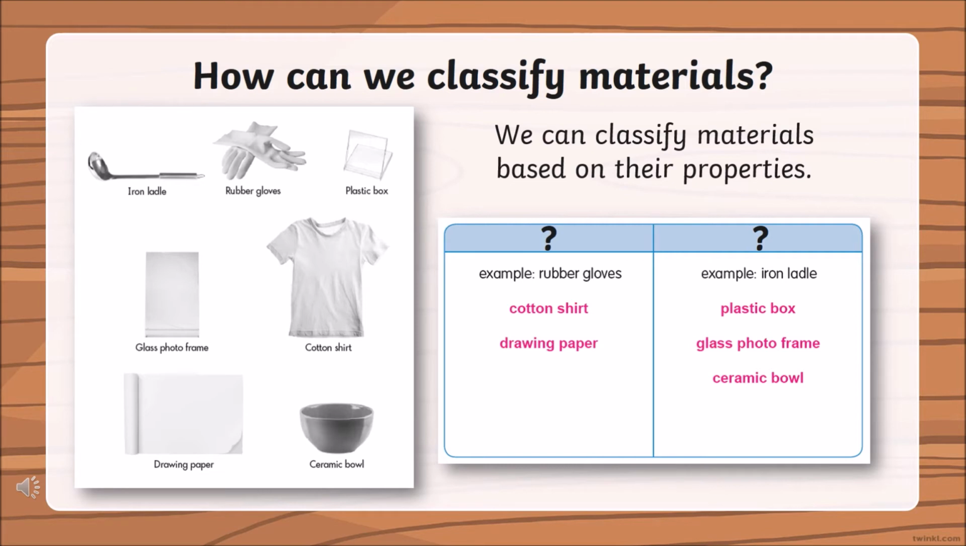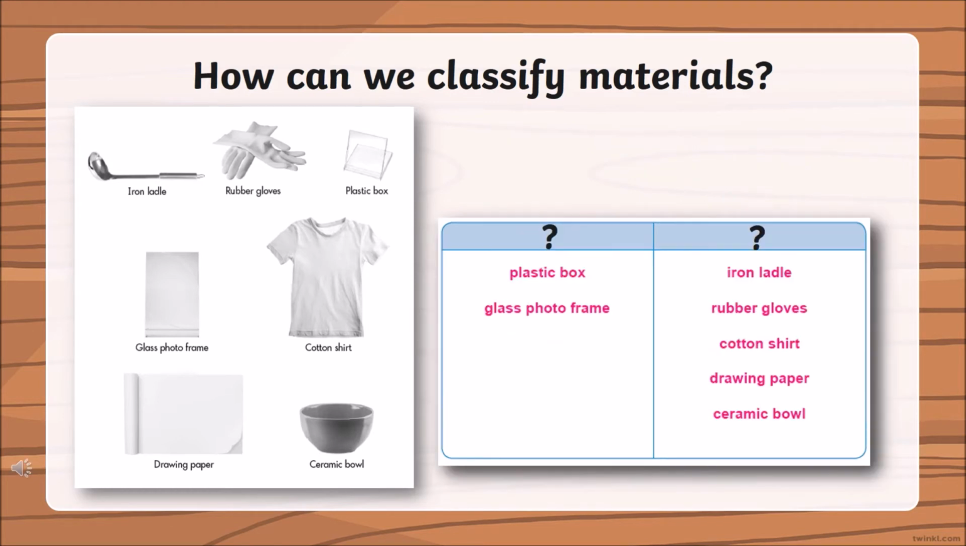The ones on the left are the rubber gloves, cotton shirt, and drawing paper. What property do they have in common? And then the opposite property, the iron ladle, the plastic box, the glass photo frame, and the ceramic bowl have? Well, I think the ones on the left are flexible and the ones on the right are inflexible. So that's how we're classifying them, by flexible and inflexible.